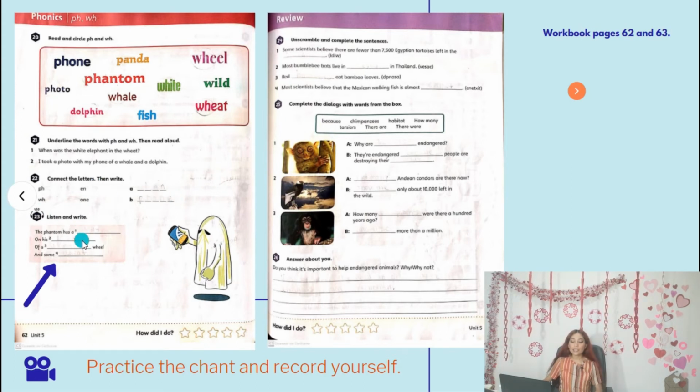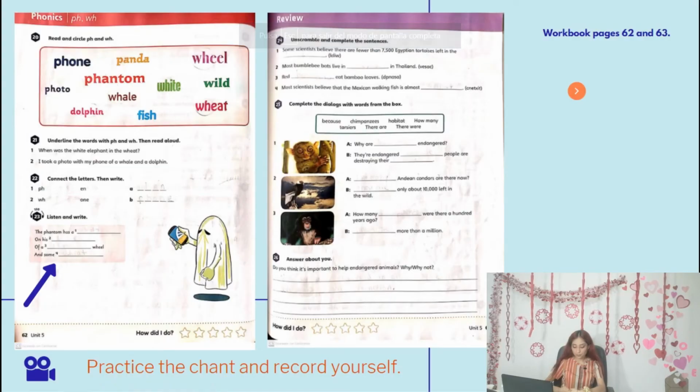Activity 23 says, listen and read. The phantom has a on his of a wheel. And so, now I'm going to play the audio and you need to complete this. Remember that this audio is in the student's book. So if you don't remember the words, you can find it in there, okay? So that's it. Listen carefully to the audio so we don't have any problems in solving this activity.